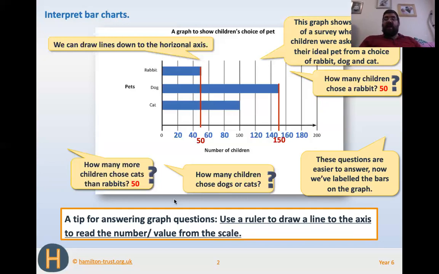It's 50 again. And how many children chose dogs or cats? So we're going to combine those things. Hopefully you can see that it's 100 and 150, which is 250. So you can see once we've worked out what the graph is telling us, actually answering questions about it should be straightforward, but we need to read the graph carefully and think about what we're looking at.